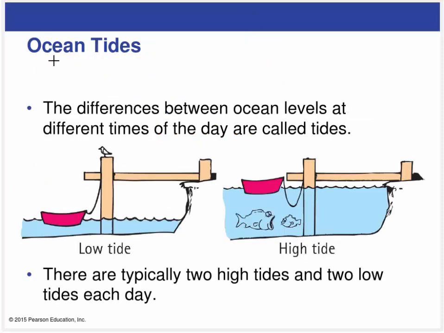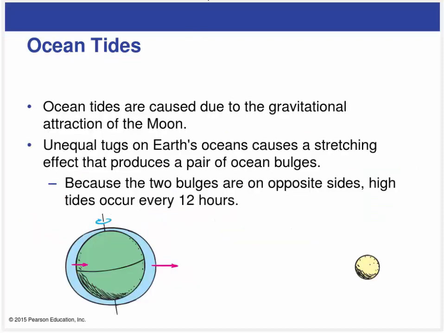So let's finish off the chapter by talking a little bit about ocean tides. We know that there are going to be low tides and high tides, and a low tide is exactly what it looks like. The water is low relative to the pier, and right here it's going to be relatively high relative to the pier. Let's talk about what causes that.